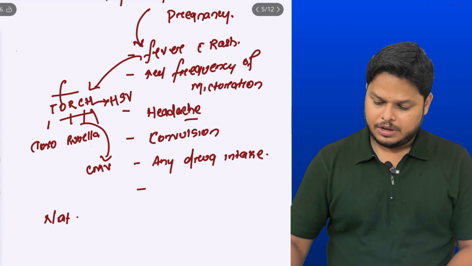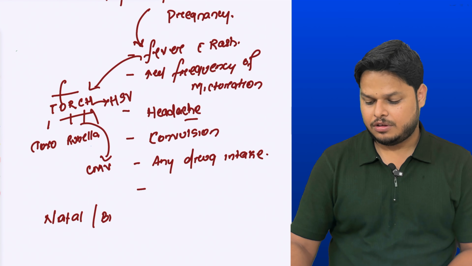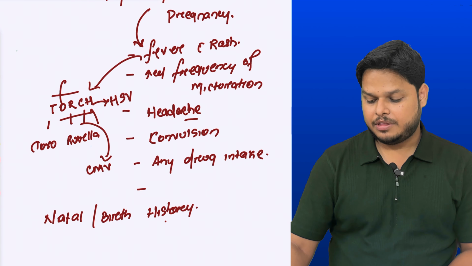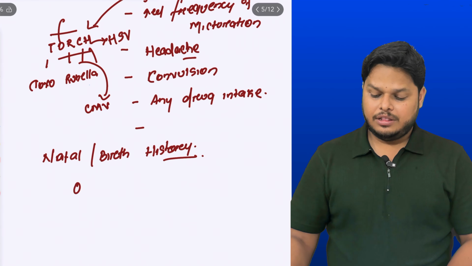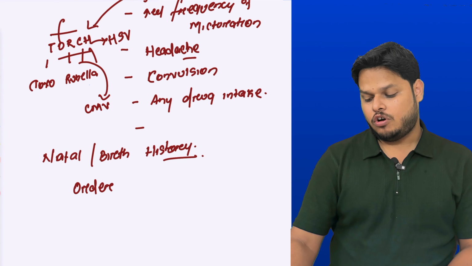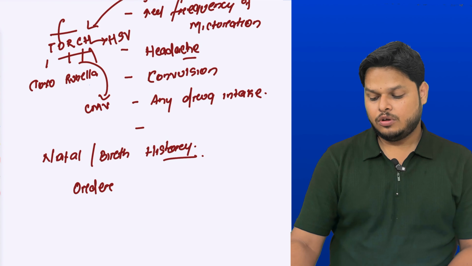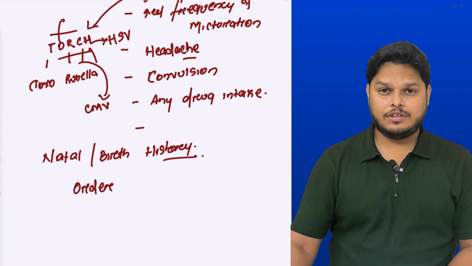Now comes natal history or birth history. What is that? In this, what do we write first? Order. Which order child is this?